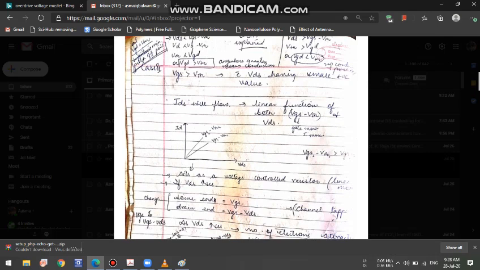First, have a look at this graph. This graph is plotted between ID and VDS. ID is your drain current and VDS is the, sorry, it is the drain source voltage. For what? For different values of VGS minus VTH.